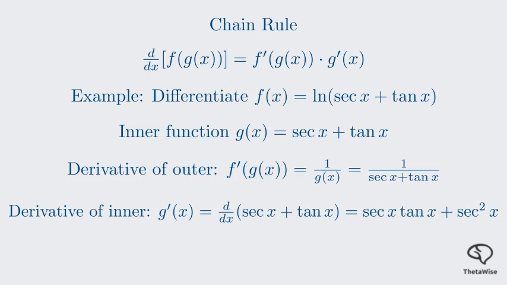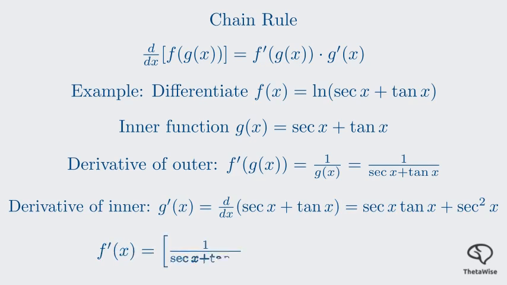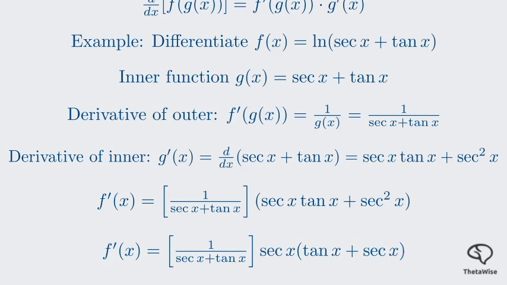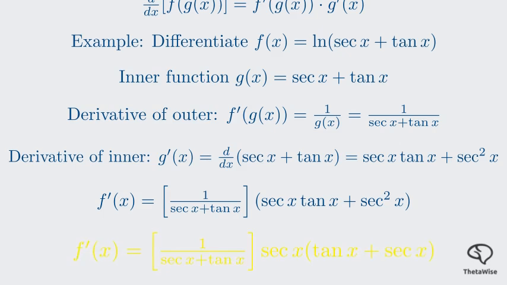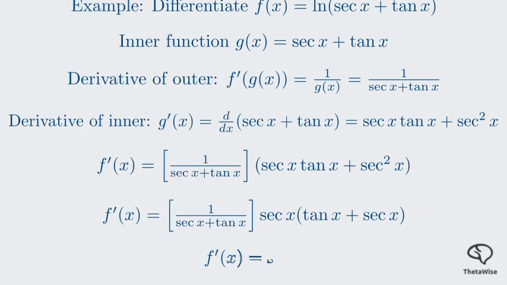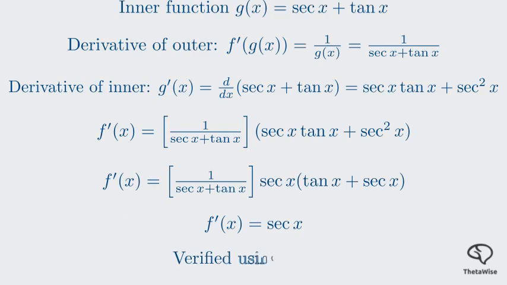Now we combine these two parts. F prime of x is the derivative of the outer function multiplied by the derivative of the inner function. We can simplify the second term by factoring out secant x. This gives us secant x times the quantity tangent x plus secant x, all divided by secant x plus tangent x. Notice that secant x plus tangent x cancels from the numerator and denominator. So our final beautifully simplified answer is secant x. We have successfully applied the chain rule to solve this problem. This is a classic result you'll see frequently.